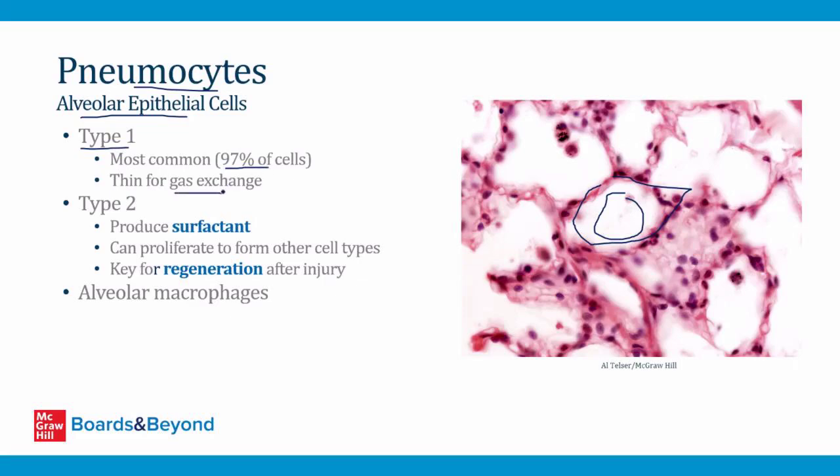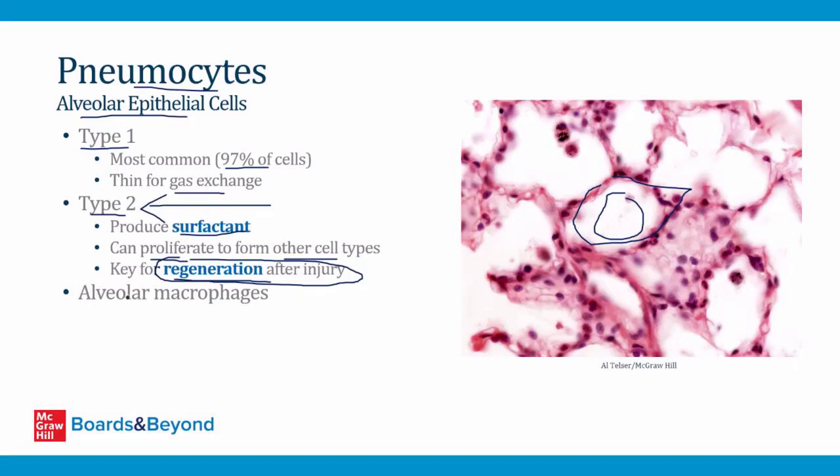A smaller number of the epithelial cells are so-called type 2 pneumocytes. These have a very important role. They produce surfactant. And in other videos, I talk about how surfactant is necessary to modify the surface tension so that the alveoli don't collapse during respiration. In addition, the type 2 pneumocytes can proliferate to form other cell types, so they're very important for regeneration after injury. So this is a high-yield thing to know for your Step 1 exam. If they show you someone who had pneumonia and then a few weeks later the lungs are back to normal and they ask you, why did that happen? You need to be aware that the type 2 pneumocytes are very important for regenerating damaged lung tissue.